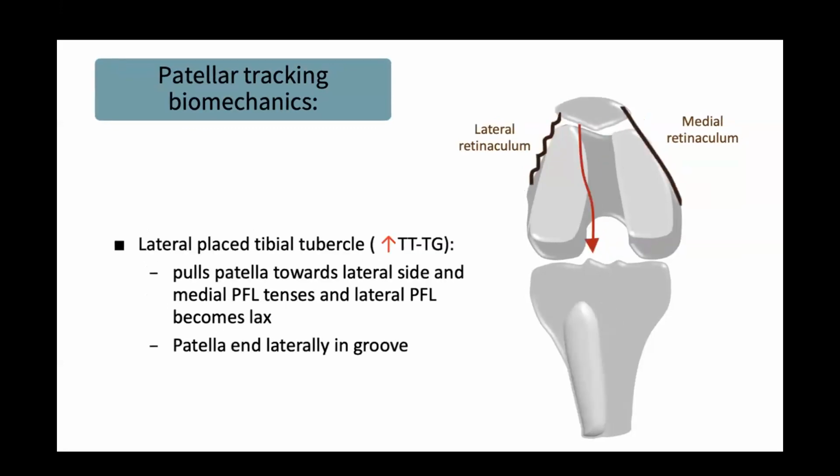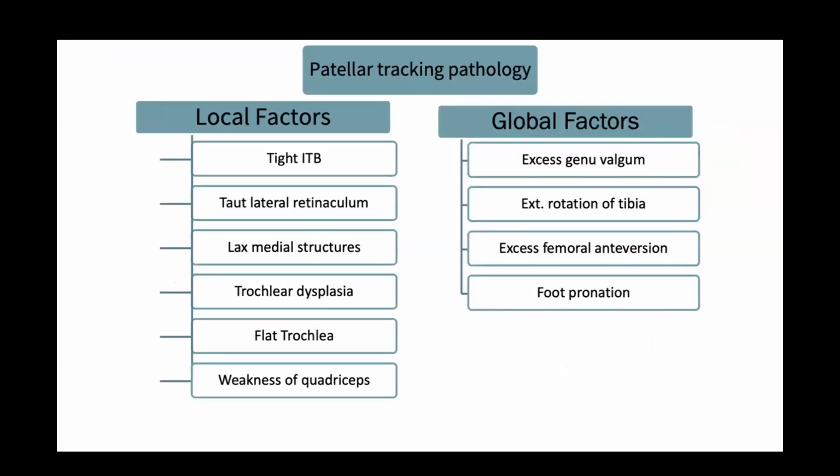With a laterally placed tibial tubercle, the TTTG, the patella is pulled towards the lateral side, the medial PFL tenses and the lateral PFL becomes lax, increasing the Q angle. Thus, the patella ends laterally in the groove. The other factors for tracking pathology are the local factors and the global factors. Local factors will include your tight IT band, the taut lateral retinaculum, the lax medial structures, the trochlear dysplasia, flat trochlea, and weakness of the quadriceps. Global will include excessive genu valgum, external rotation of the tibia, excessive femoral anteversion, and the fibrination component.